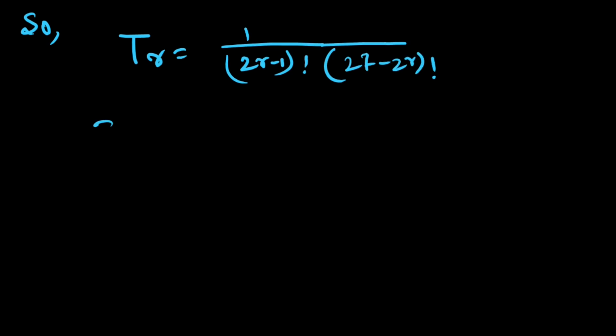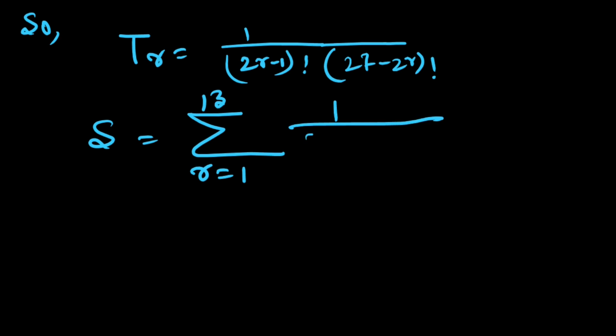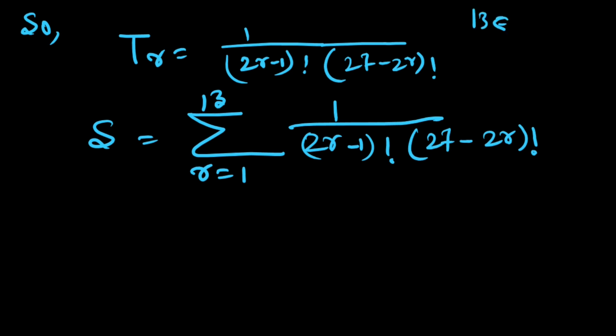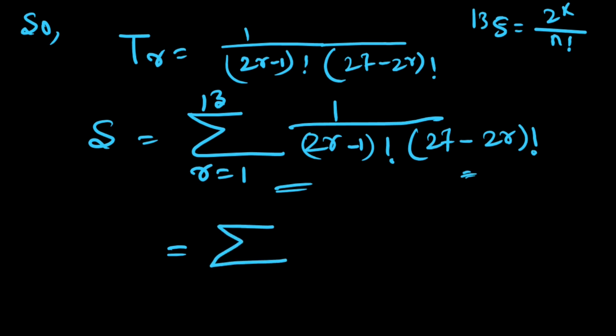Therefore S is equal to the summation over R is equal to 1 to 13 of 1 over (2R minus 1) factorial (27 minus 2R) factorial. Our goal is to write 13S as 2 to the power k over n factorial, so we want to write this sum in a compact form. If we observe this term carefully, we see a pattern.